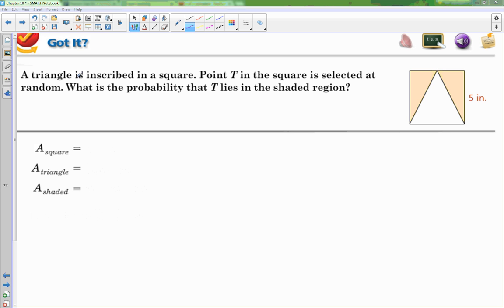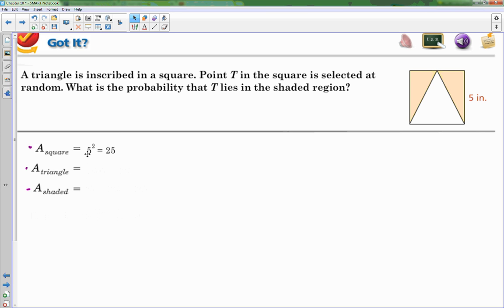So we're going to do one more that's similar to this. So we have a shaded square, and we want to find the probability we're in the shaded region. So here's our operation. We're going to find the area of the square, find the area of the triangle, and then find the area of the shaded region. That's how we're going to roll for now.